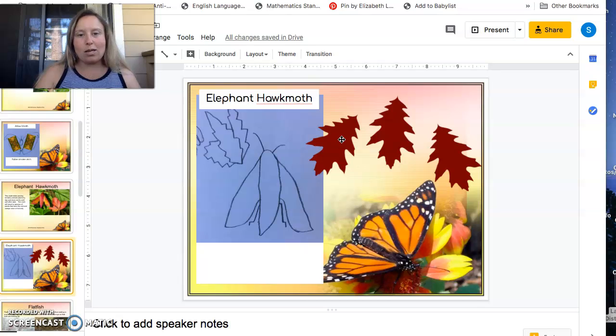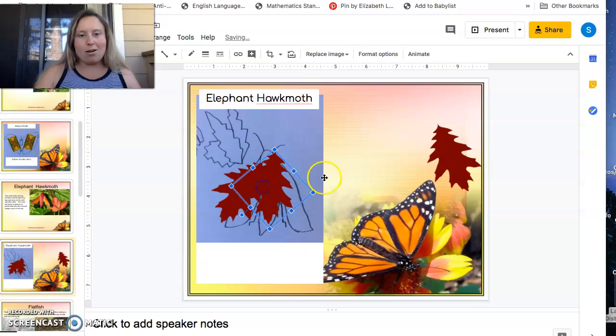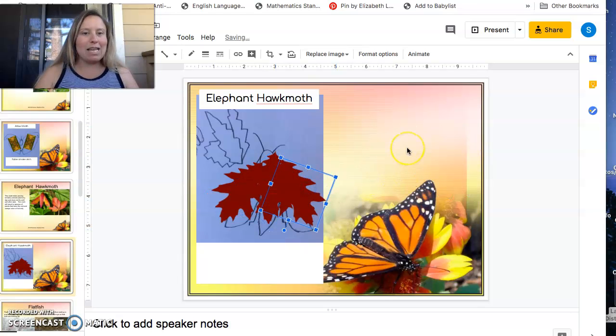So this is what your page looks like. This is the elephant hawkmoth. And now I'm going to use my silly clip art in order to help him blend in. You can't see him anymore. So you can draw him like that, or you can wait and see what mine looks like.